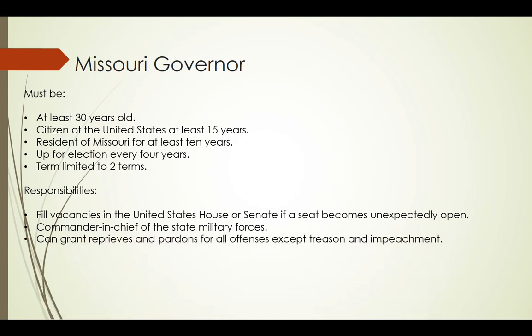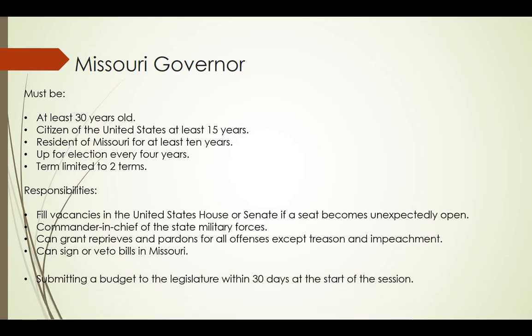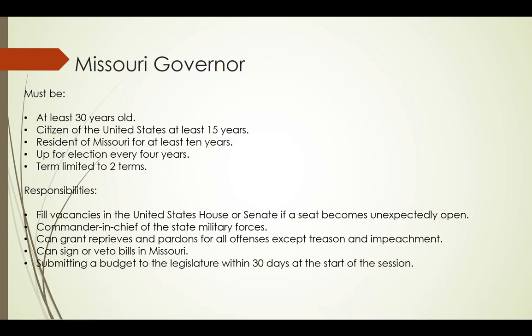The United States president is in charge of pardoning, and that's something we'll learn in Chapter 10. But the Missouri governor can grant pardons and reprieves as well, but he can only do it for state crimes. Just like the United States president can only do it for federal crimes. The Missouri governor cannot pardon you for a federal crime any more than the president of the United States can pardon you for a state crime. Just like the United States president, the Missouri governor can sign or veto bills, and the governor is required by law to submit a budget to the legislature within 30 days at the start of every session. But folks, I'll tell you right now, this doesn't happen.